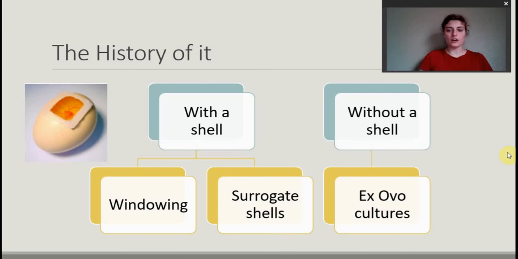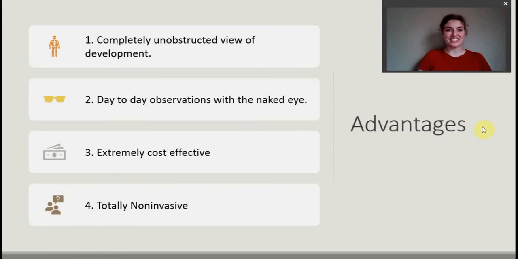However, we have now developed a system that works without any shell at all, as we talked about. That is the current Ex-Ovo culturing system, where they place the contents in even plastic cups and cover it so that they don't dry out. What's incredible about eggs is that this can happen. You can take them out of their shell, and with the albumin and the yolk, the egg has all the nutrients it needs to develop fully. That's one of the advantages of Ex-Ovo culturing.